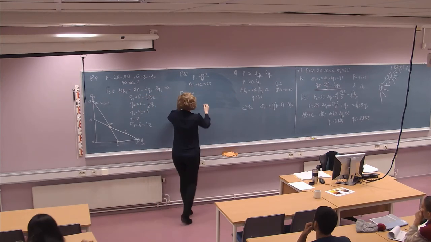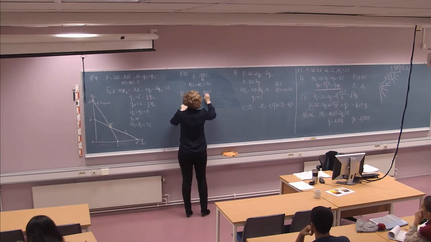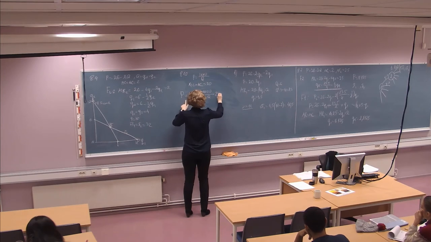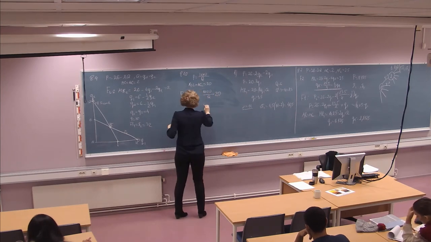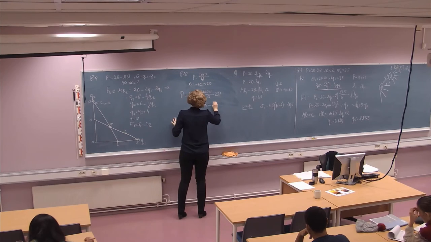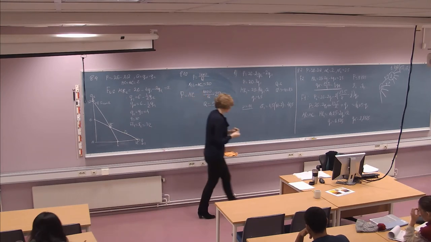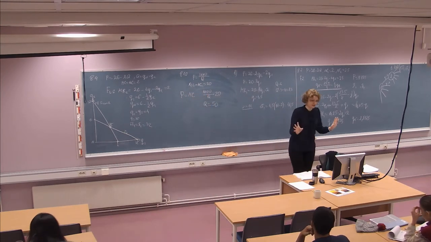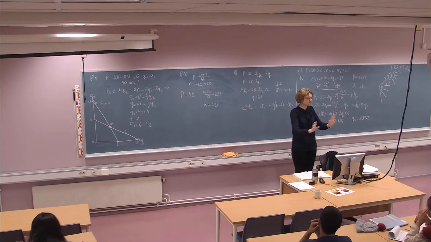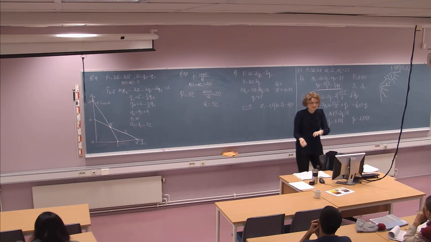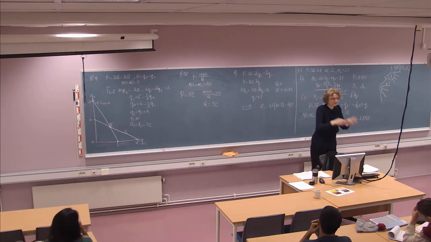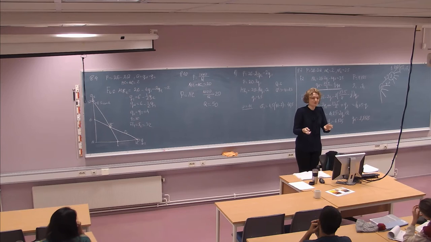So here I say that 1000 over Q is equal to 20. So that's it. It means that Q is equal to 50. So don't be afraid if you face something that does not look exactly how you did before. Try to apply the tools that are available to you. Before being scared, try to do what you can do. And in almost all cases on exams, it works.